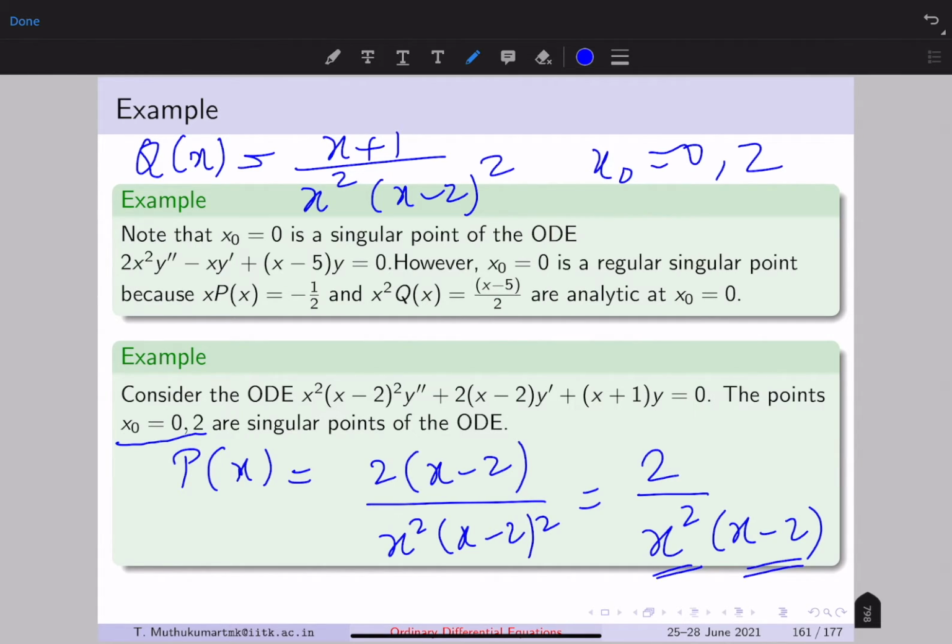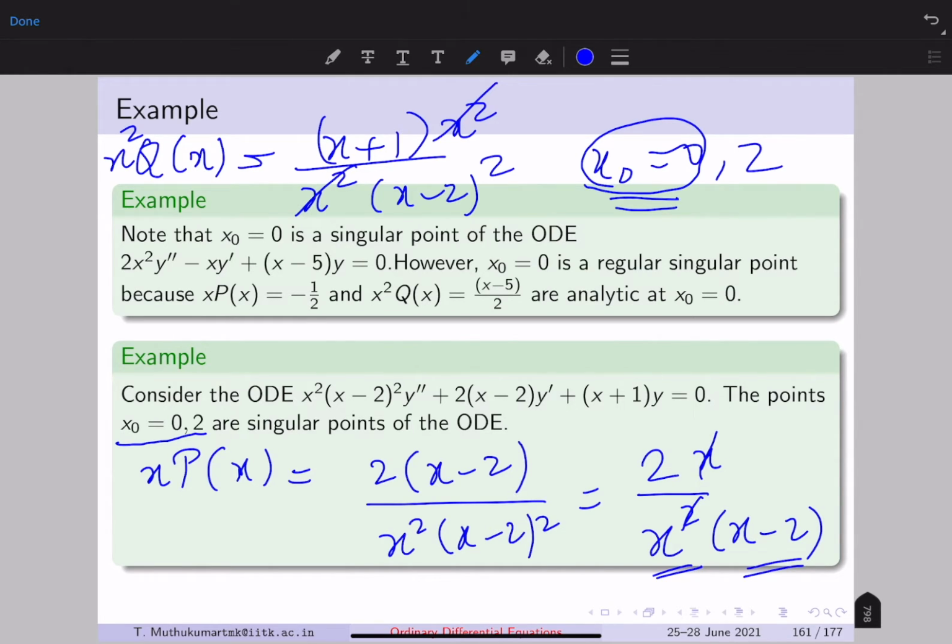So if we need to verify whether they are regular singular points or not, let's check whether x naught equal to 0, the first one, is a regular singular point or not. Which means you multiply by x here, you multiply by x squared here. If you do that, you multiply by x squared here, this goes off, and you multiply by x here, you get this, so 2x.